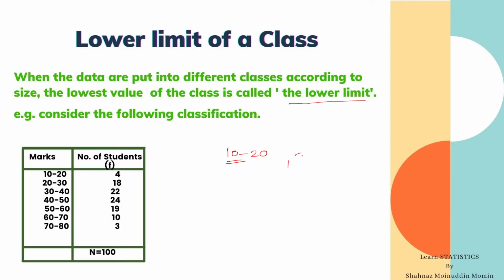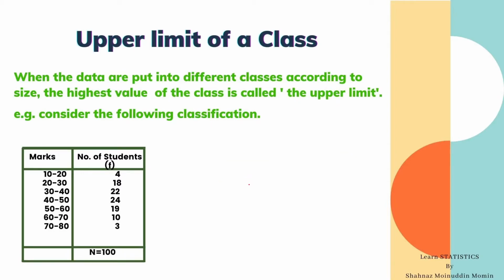Similarly, for 20 to 30, 20 is the lower limit of the class. The lower limit of the class is denoted by L. Let us see upper limit of a class. When the data are put into different classes according to the size, then the highest value of the class is called upper limit of the class.